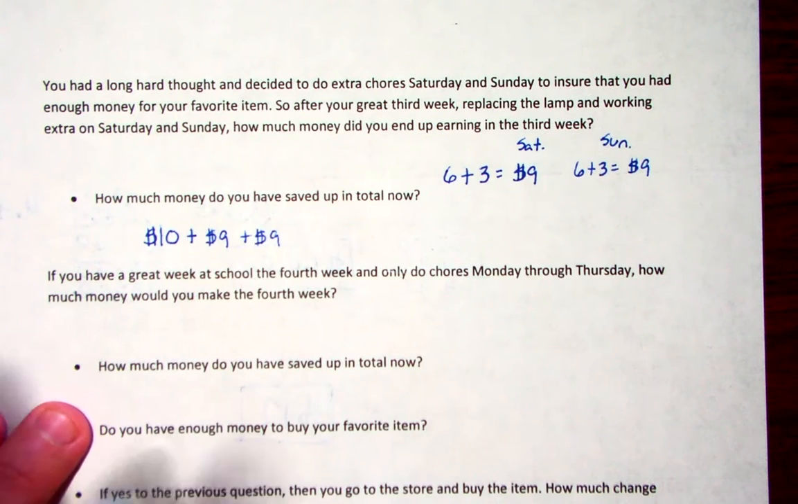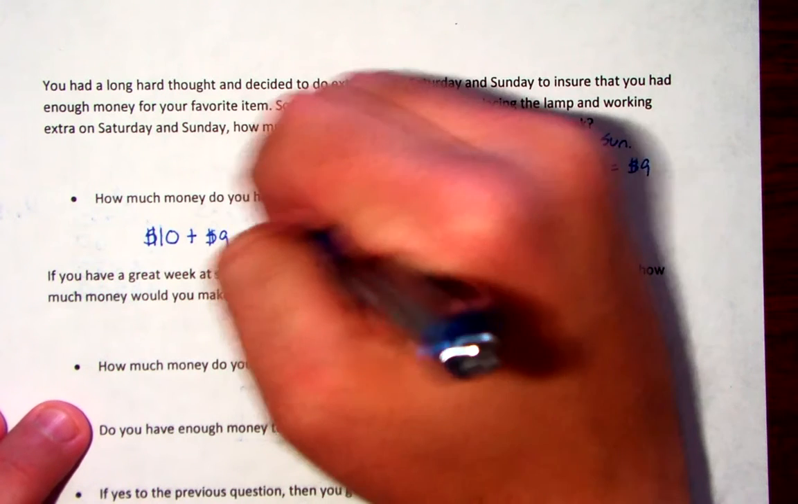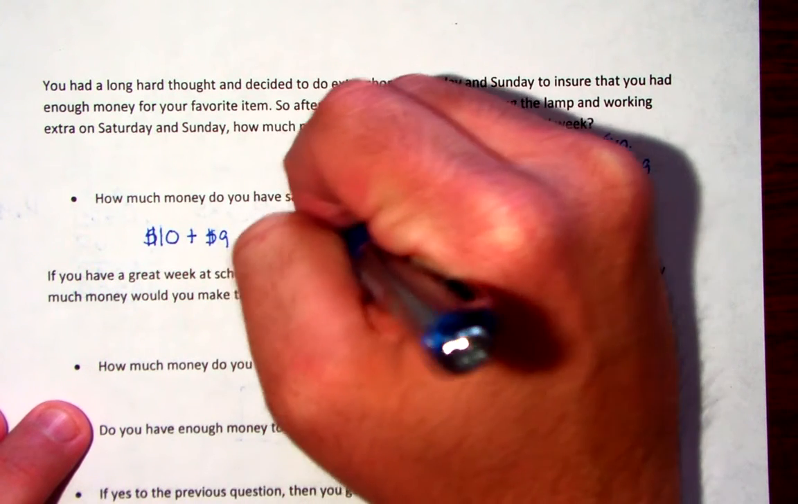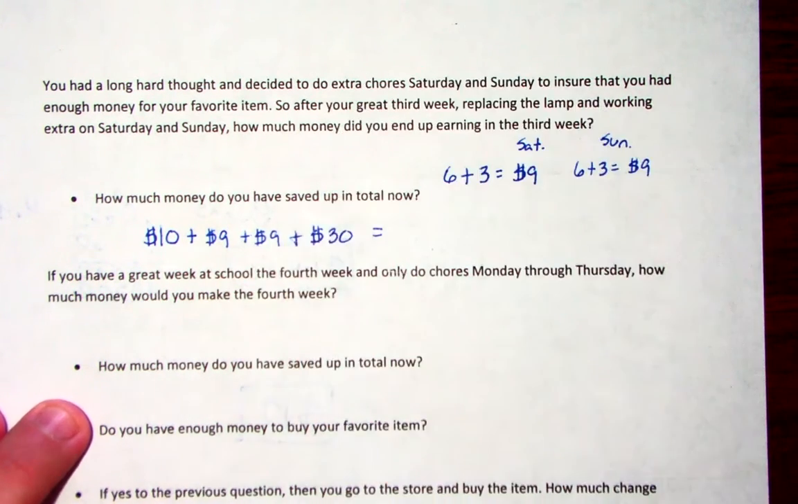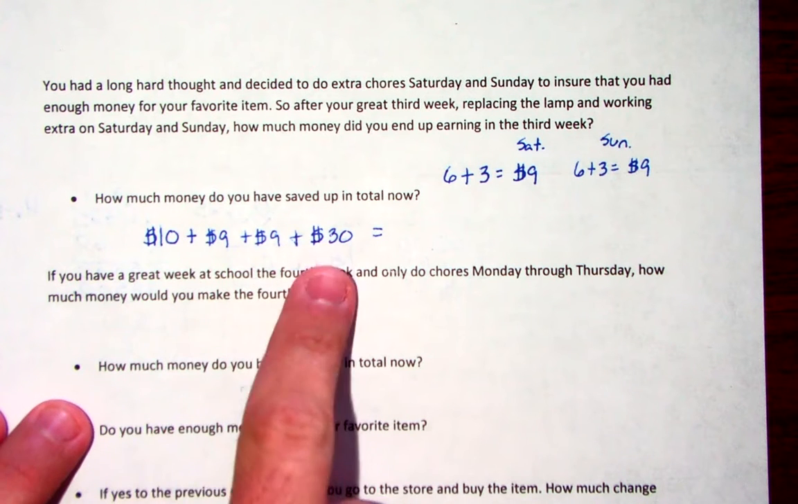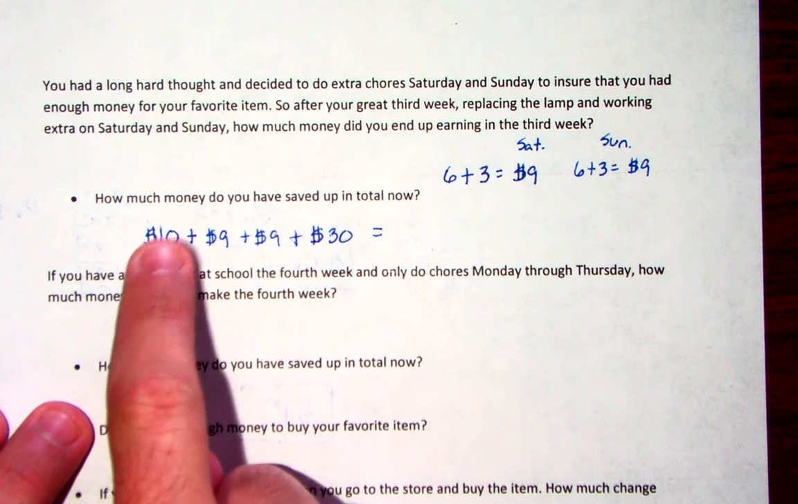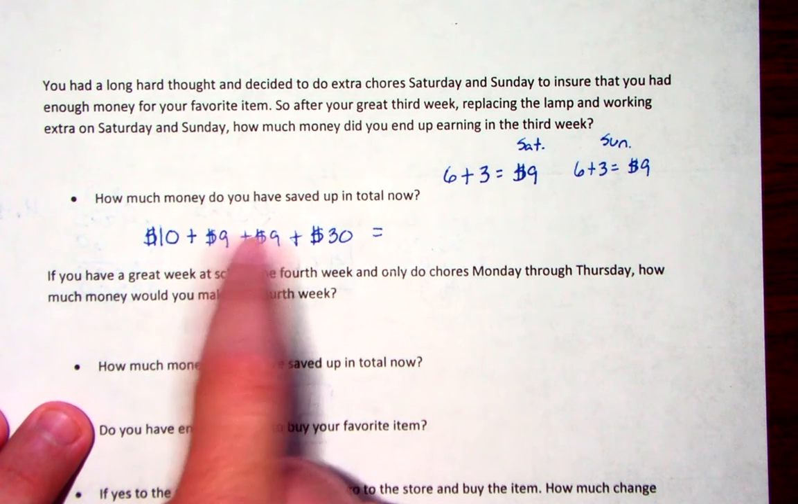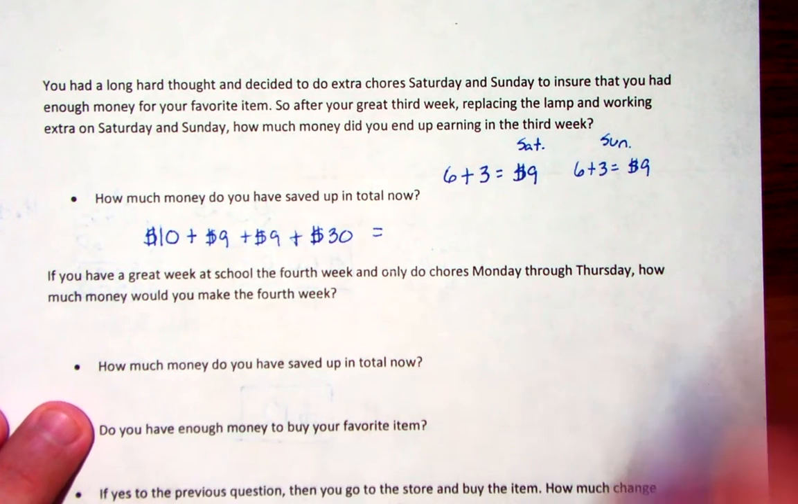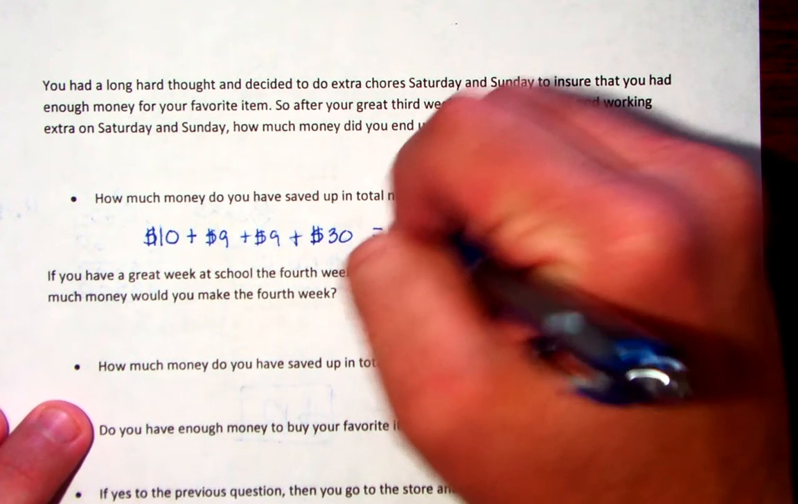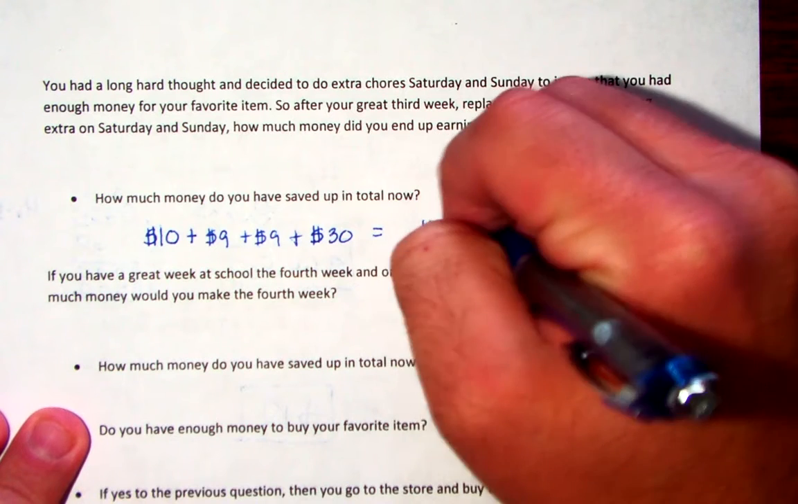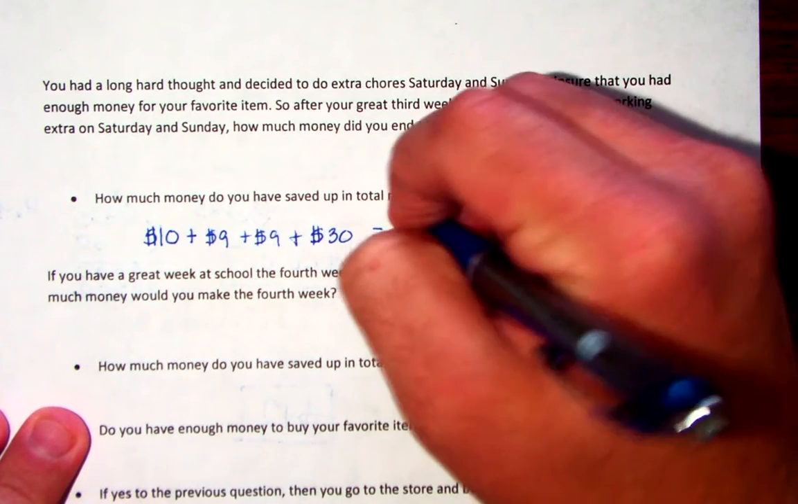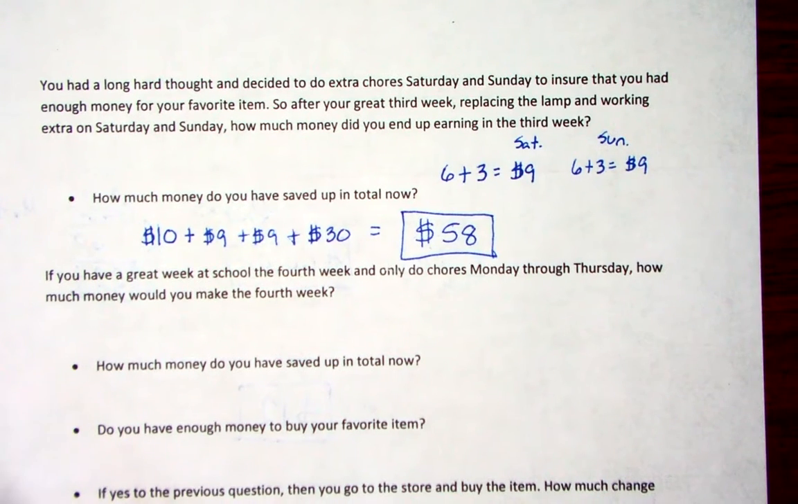But remember, you also had a great second week. The second week you made the $30. So how much money do you have saved up? Well, 30 plus 10 is 40. 40 plus 9 is 49. 49 plus 9 is $58. That is how much you have saved up after working on the weekends.